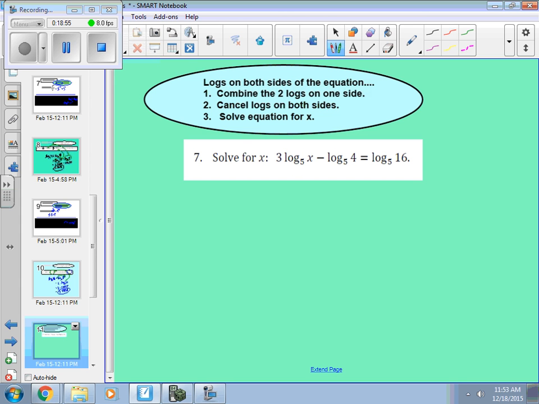So if you look at this one first, it appears that this first log is being multiplied by 3. Okay, we can use that same property we just used, just in reverse. If this log is being times by 3, that means we could also say that that's an exponent of what we're taking the log of. So another way of writing this would be log base 5 of x to the 3rd power.